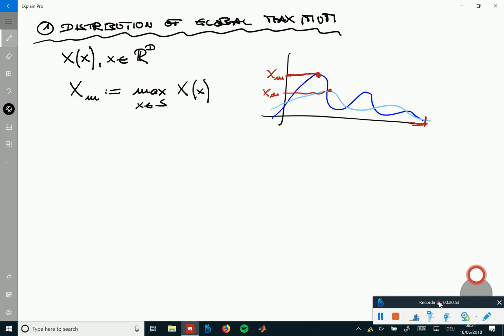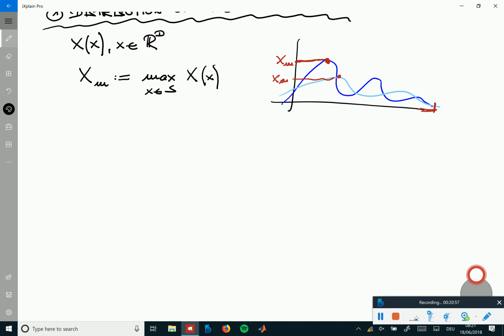Today we only discuss what its distribution is, and actually the distribution of the random variable xm is specified in terms of its distribution function. So remember that you can specify probability distributions in many different ways.